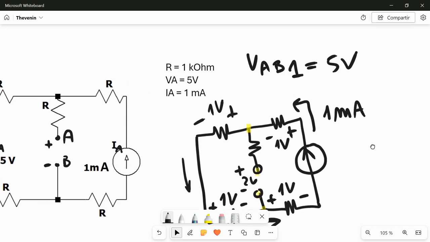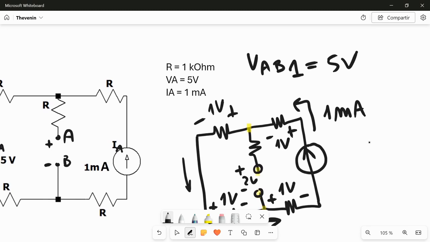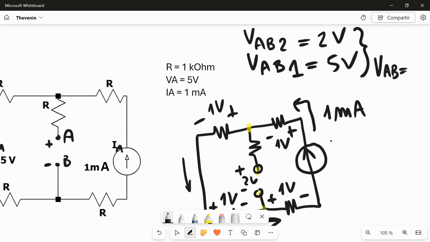So the contribution of the current source IA to the voltage drop VAB, which we call VAB2, is equal to 2 volts. The final contribution will be the sum of these two, so we can already say that VAB is equal to 7 volts.